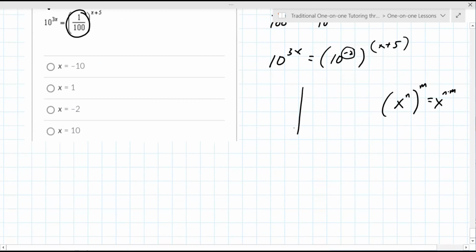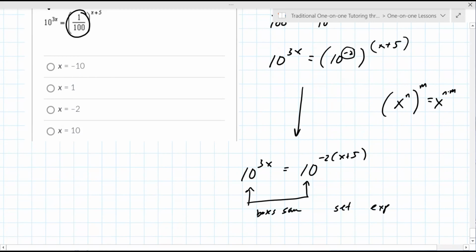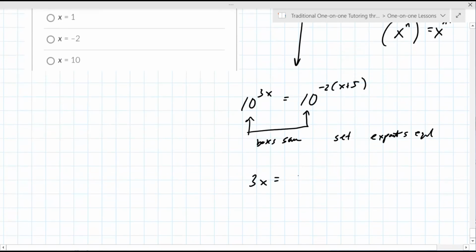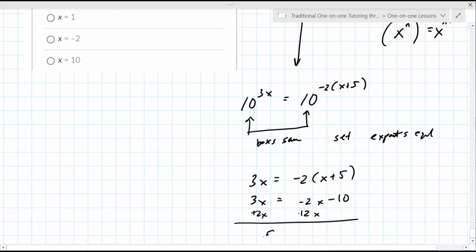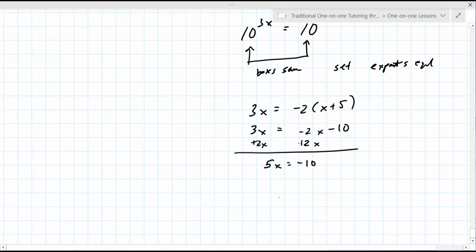Okay, we're going a little bit faster at the end here, but we'll get through all this. So it's 10 to the -2 times x plus 5. Since the bases are the same, you can set the exponents equal. So that's 3x equals -2 times x plus 5. You distribute the -2, add 2x to both sides. So 5x equals -10, and then x equals -2.